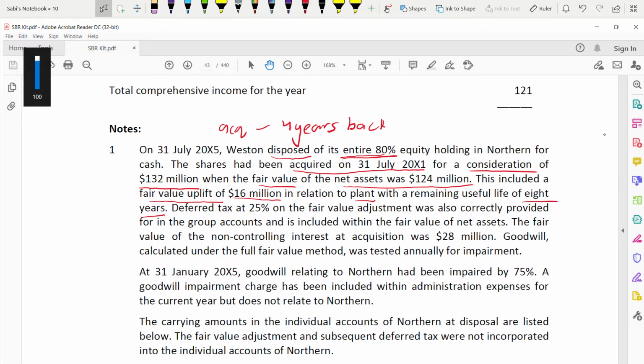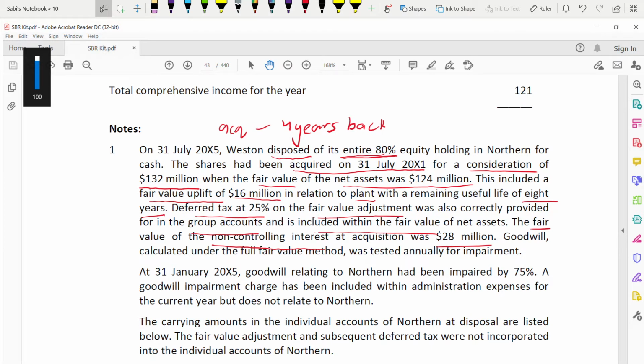Deferred tax at 25% on the fair value adjustment. So deferred tax at 25% on the fair value adjustment, that's 16 million, was also correctly provided for in the group accounts and is included within the fair value of net assets. Okay, so it is included within the fair value of net assets, and also it is correctly there in the group accounts. The fair value of the NCI at acquisition was 28 million. So fair value of NCI is 28 million.